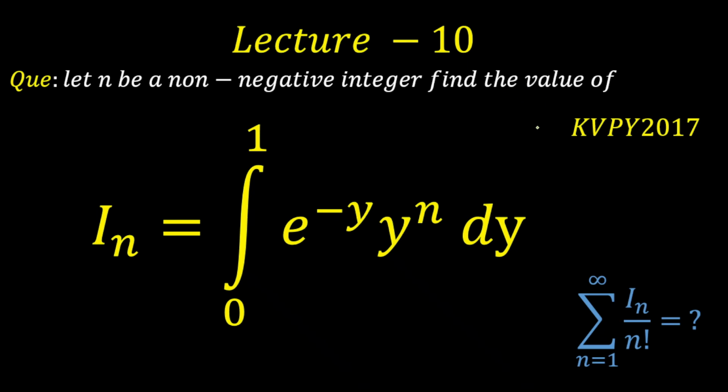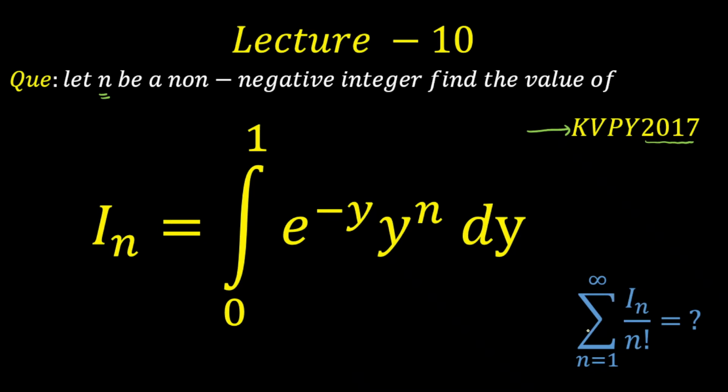In today's lecture, I'm going to take a previous KVPY question. This question was asked in the year 2017. Now this question is a very important question. The question is, let's say small n be a non-negative integer and it is given that I of n, which is dependent on this index, is given as integration from 0 to 1 of e raised to power minus y raised to power n dy. Now we have to calculate the value of the summation of I of n upon n factorial, where n is varying from 1 to infinity.